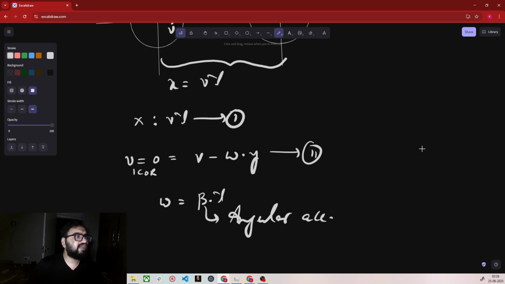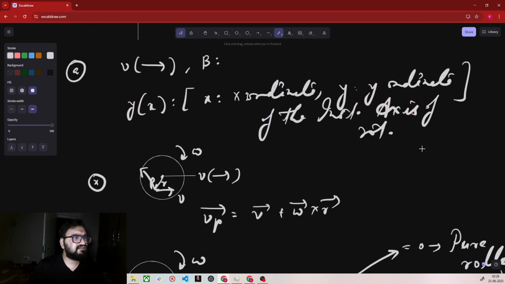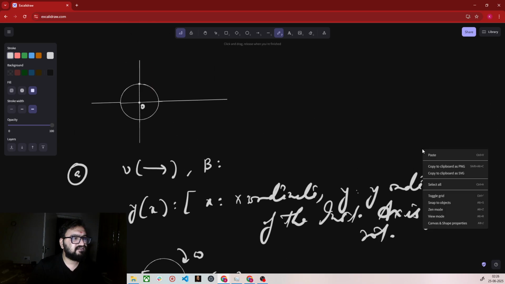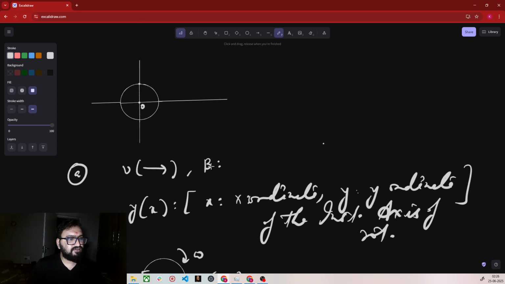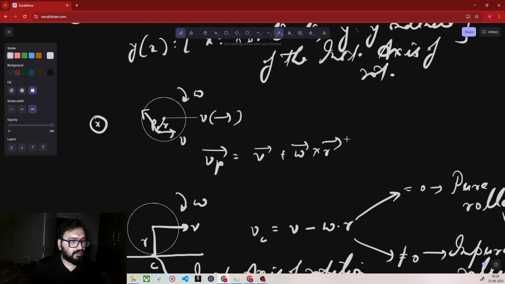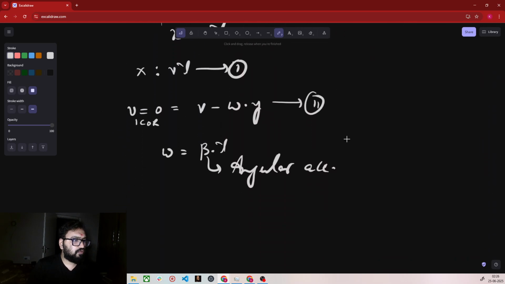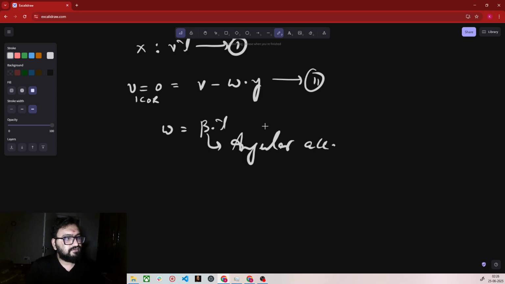I think I had already mentioned that this disk had an angular acceleration in the anti-clockwise direction. So this is my third equation. Okay, so what do I do? I put in the value of omega in the second equation.